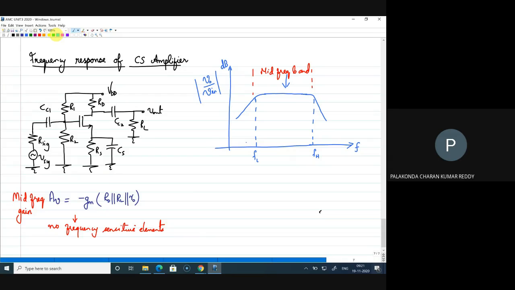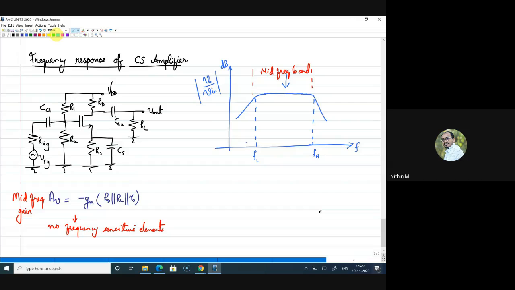Which are the capacitors I need to include? CS, okay, CSN. I think only CS. All right, my question is, from the high frequency equivalent circuit, which all capacitors I can include in the circuit? Are you responding to my question? I'm not able to hear. No, sir, I don't know. All right, no problem, no problem.